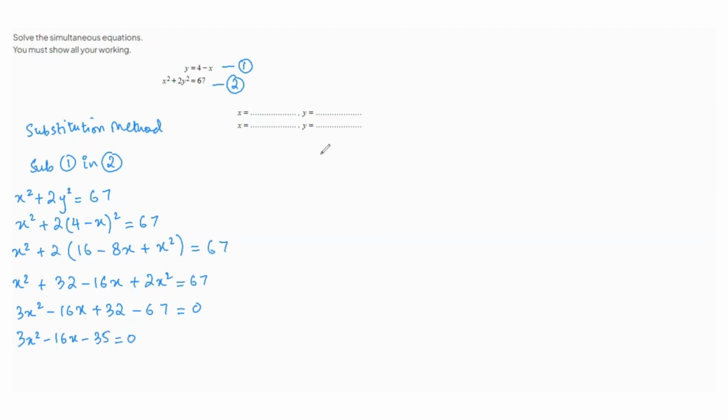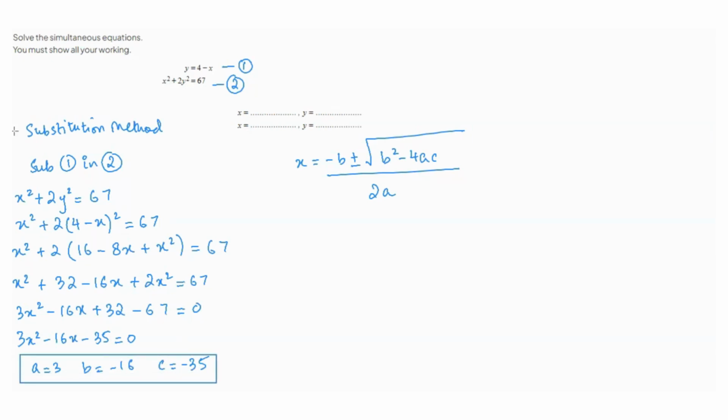So let's just use the quadratic formula: x equals negative b plus or minus the square root of b squared minus 4ac, over 2a. a is 3, b is negative 16, and c is negative 35. So we're going to substitute these values into our quadratic formula. That's going to be x equals negative negative 16 plus or minus the square root of negative 16 squared minus 4 times 3 times negative 35, divided by 2 times 3.